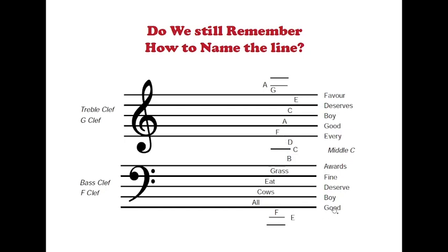We said if this is G, so this will be F, this is E. Before E we go to D. Before D, that should be C. If this is F, after F we are going to G. From G we are going to A, from A to B, then to C, and the ledger lines can continue. I hope we all remember very well how to name the lines.